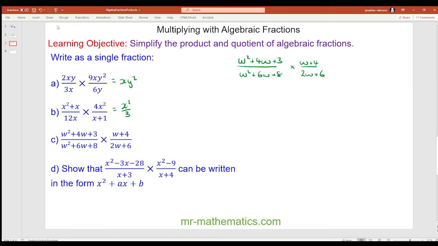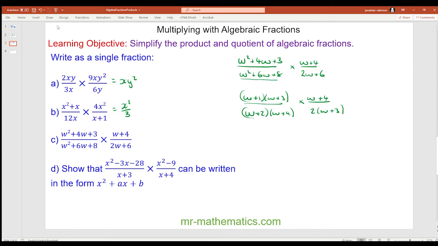Okay, for question C, before we can try and cross simplify, we're going to factorize the numerators and denominators where we can. So we can factorize w squared plus 4w plus 3, and this will make w plus 1 lots of w plus 3. We can factorize w squared plus 6w plus 8, this will become w plus 2 lots of w plus 4. And that is multiplied by w plus 4 over 2 lots of w plus 3.